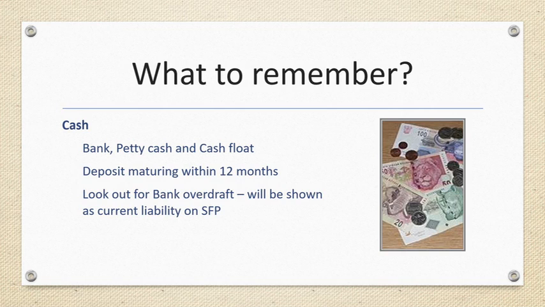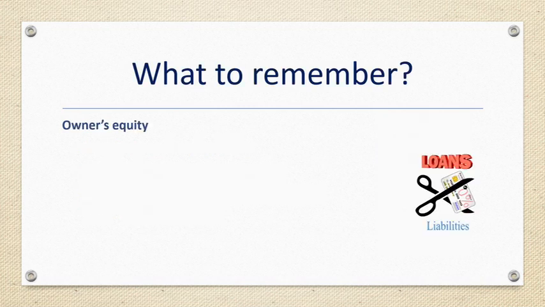Whenever the bank is in the negative, it means it's not an asset anymore. Then it becomes a liability. Therefore, we take it to current liabilities on the statement of financial position. Owner's equity, we know we have capital and current accounts, and we know that we have 2 notes for these, and we will look at the activity on that.